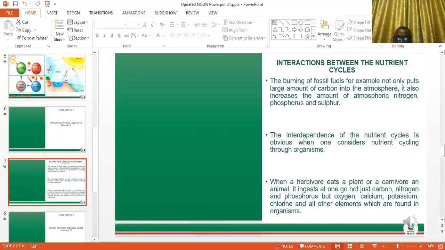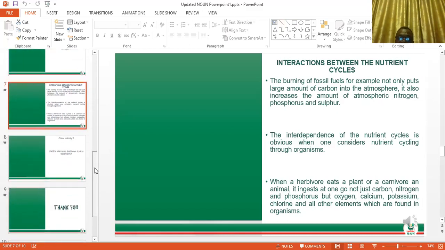We said that the interdependence of the nutrient cycles is obvious when one considers nutrient cycling through organisms. So there is an interrelationship that exists between the nutrient cycles and living organisms. That is why when a herbivore eats a plant, or a carnivore eats, it ingests carbon, nitrogen, and phosphorus, while oxygen, carbon, and other elements are found in the organisms. So that was what we quickly did on the aspects of the biological ecology of terrestrials and aquatic.